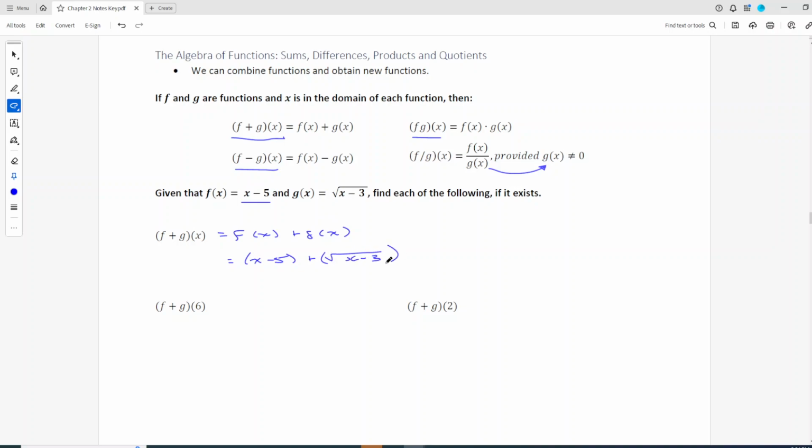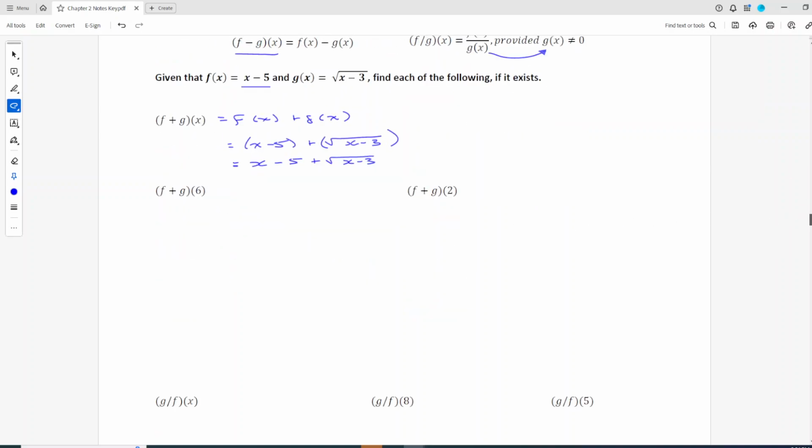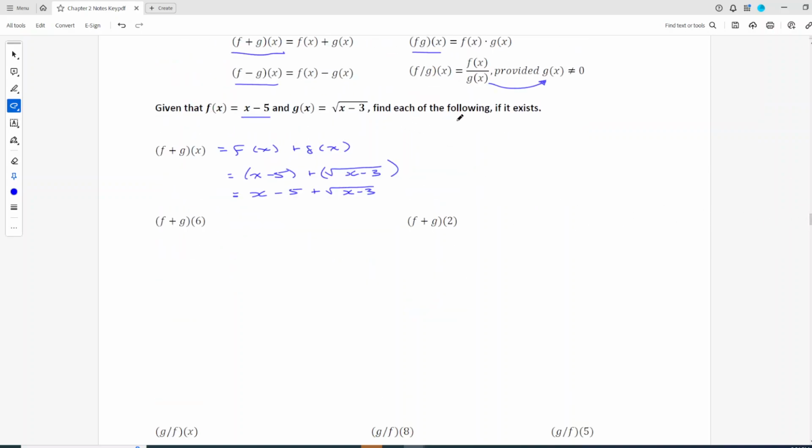Now, whenever I substitute, I use brackets because you want to make sure there's no operation that you need to do, but these brackets aren't actually doing anything. So my new function would be x minus 5 plus the square root of x minus 3, and there's actually nothing I can even do. There's no like terms, there's nothing to simplify, and it's just done. Then what they'll get you to do is find each of the following if it exists. So there's this little caveat here that's getting you to start thinking about domains.